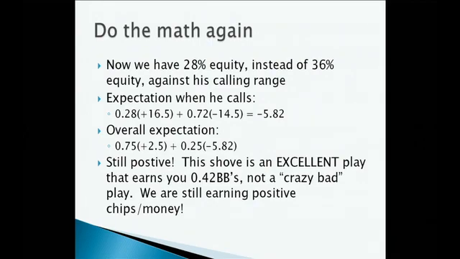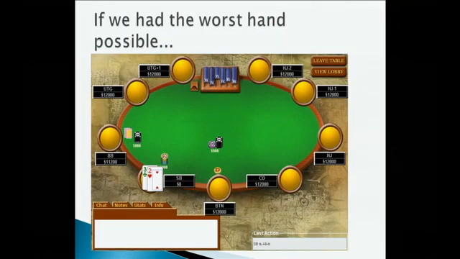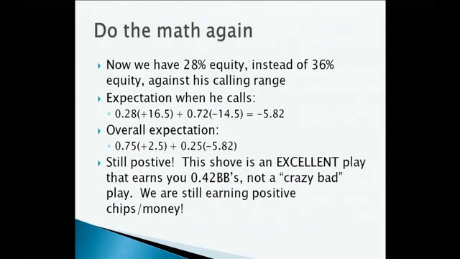So you do the calculation, and you find that this is still an excellent play. So going all in with 3-2 offsuit is actually not a crazy bad play. It looks like a crazy bad play on paper, and I'll tell you, in reality, it is a crazy bad play. But according to this calculation, it's actually not. You're actually earning 0.42 big blinds. So what's wrong? Why does our calculation say 3-2 off is a good play?